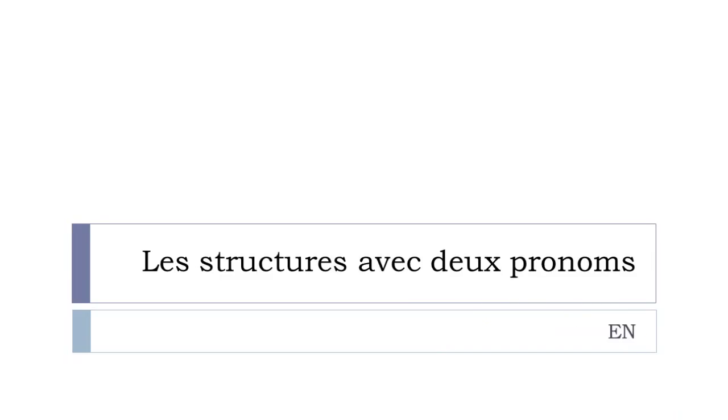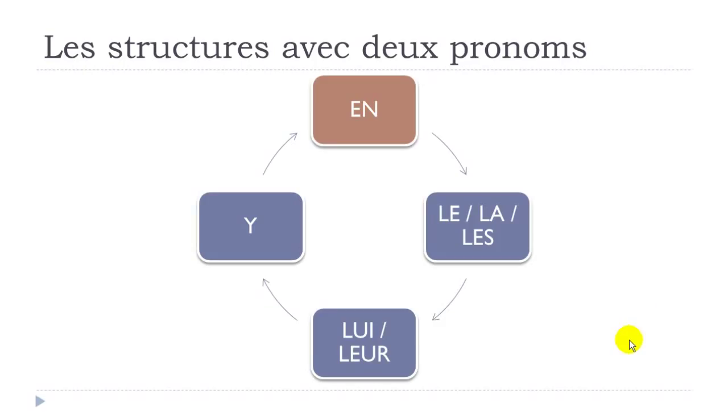Les structures avec deux pronoms, and especially when one of them, so one of the pronouns, when you use two pronouns, and one of them will be en. It was introduced in a previous video lesson, so we'll work on this lesson on the pronoun en, and then the next lesson will be with le, la, les, the lesson after lui, leur, and the last lesson regarding this topic with two pronouns will be with the pronoun y. So let's see now with en.